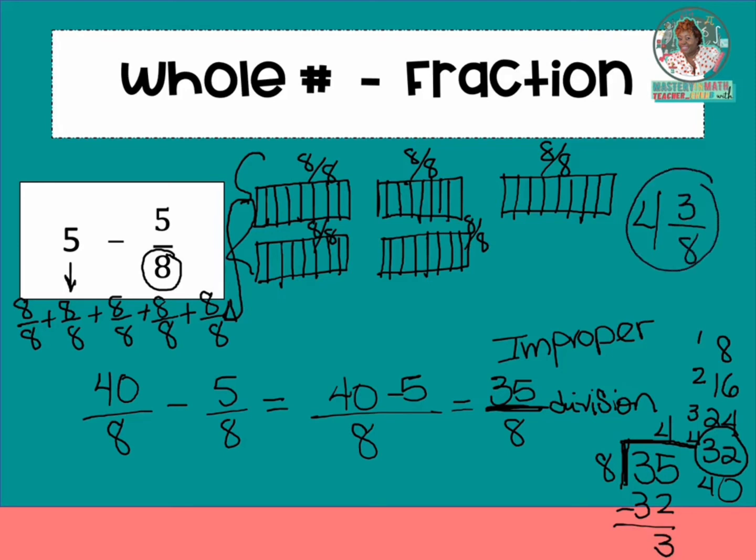Now we're going to keep this. Let's write it over here. You have 4 and 3/8. And let's see, if you find your LCD, will you get the same answer?